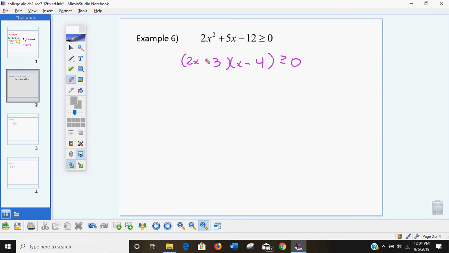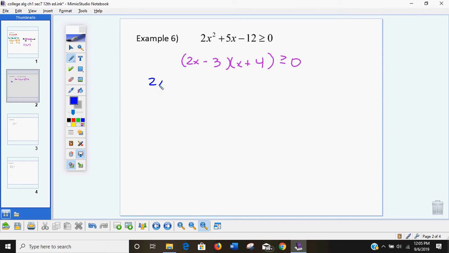So I need to change my signs around and try it again. So let's do minus 3 and plus 4. See if that one works. This one gives me the 2x squared plus 8x minus 3x. That gives me that positive 5x. And it gives me the negative 12 on the end. So now we're ready to set it equal to 0 and get our numbers on our number line.